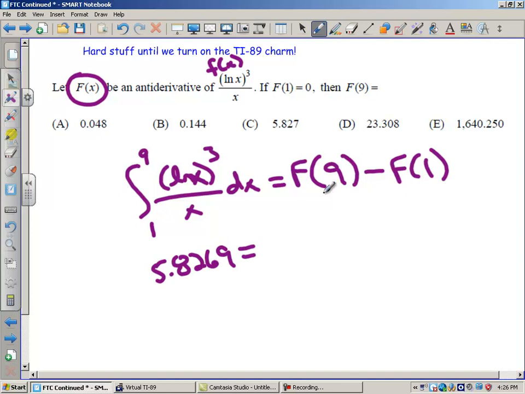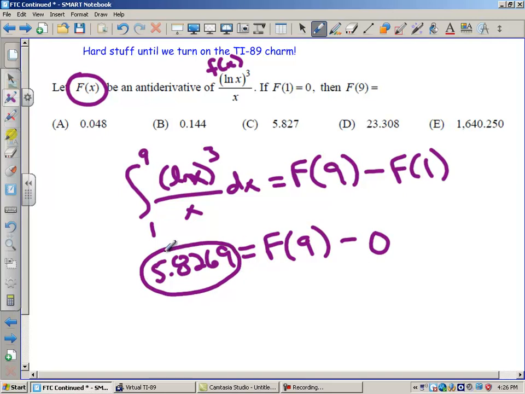That is equal to F of 9, which happens to be what I'm looking for, minus F of 1. F of 1 is 0. So this means that, I guess we can add 0 to both sides, and we get that F of 9 equals that right there. Now we round to 3 decimal places always, so this answer is C.